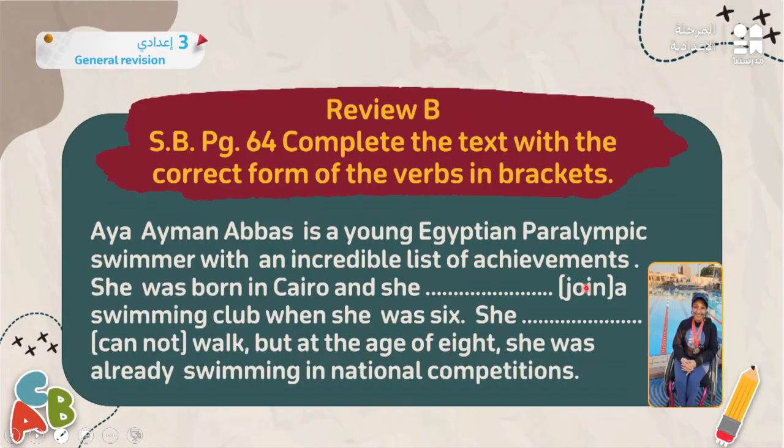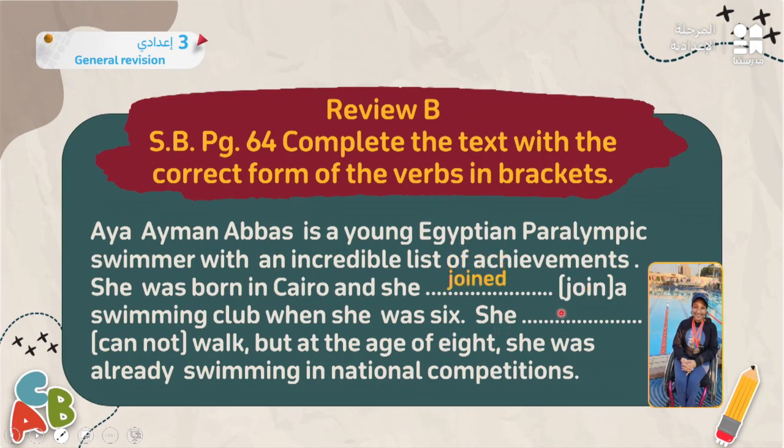When she was 6, again in the past. So I need the past simple form of the verb join. The past simple verb join is a regular verb. So how do I form it? I just add d, ed, or ied when I have a regular verb. So she joined.